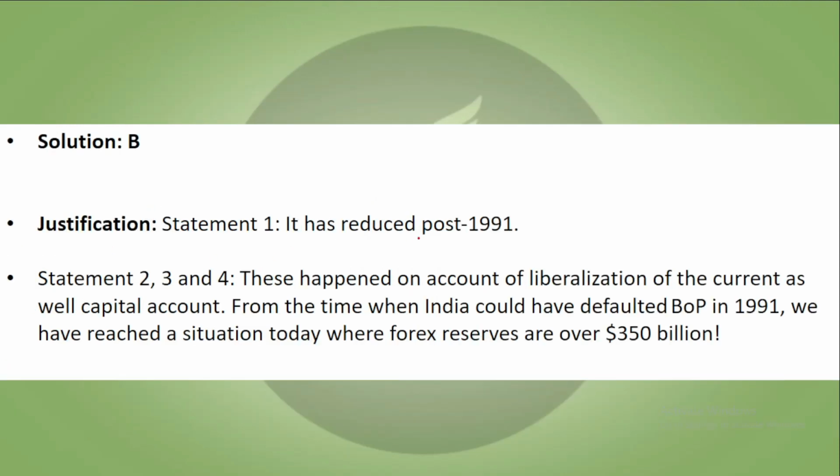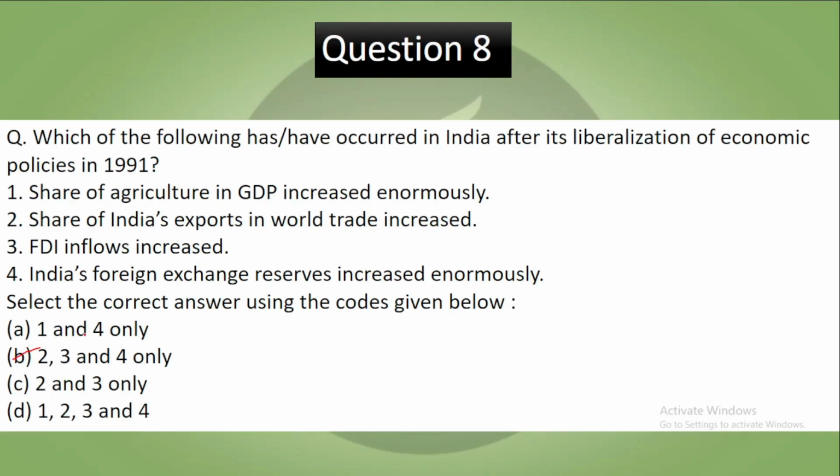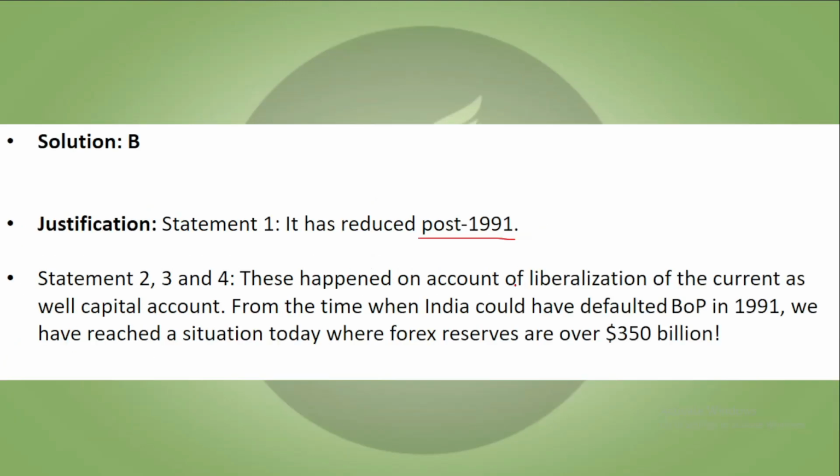Statement first, share of agriculture has reduced, so you can just eliminate it. And the other 3 statements: India's exports have increased, FDI has increased, and if FDI increases then foreign exchange reserves will also increase. So your 3 statements are correct. This happened on account of liberalization of the current as well as the capital account. From the time when India could have defaulted on balance of payments in 1991, we have reached a situation today where forex reserves are over 350 billion.